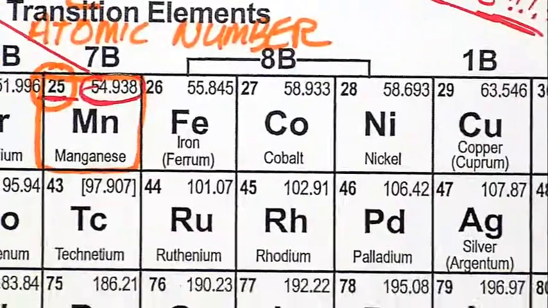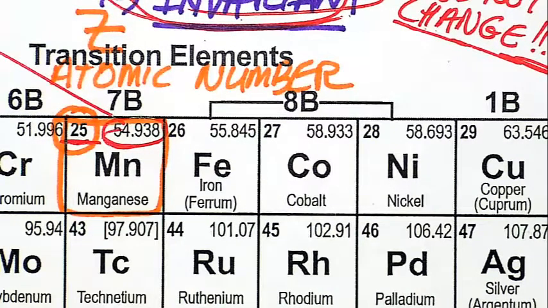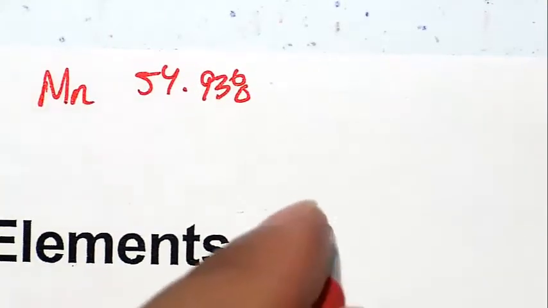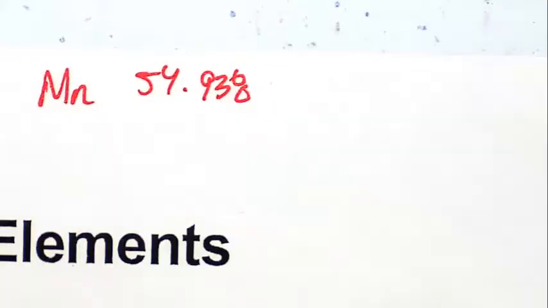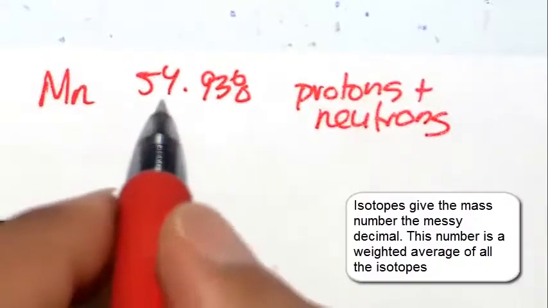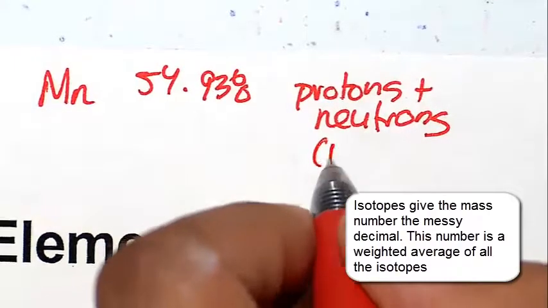Well, let's go back to manganese here. That 54.938 has three definitions. That 54.938 for manganese, whose symbol is Mn, could mean in definition 1, there's 54.938 protons plus neutrons. If you're wondering, where does the 0.938 come from? Why do I have a decimal? Okay, that's because we have isotopes.